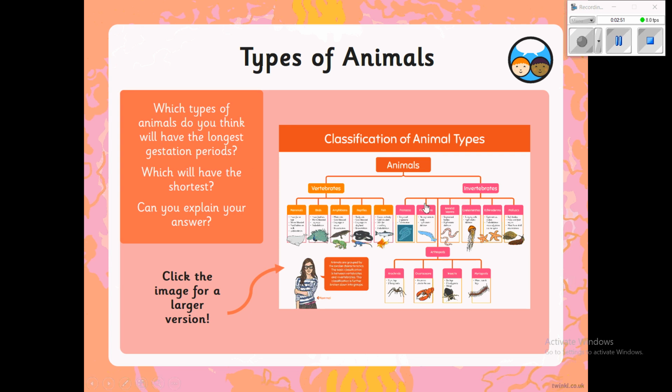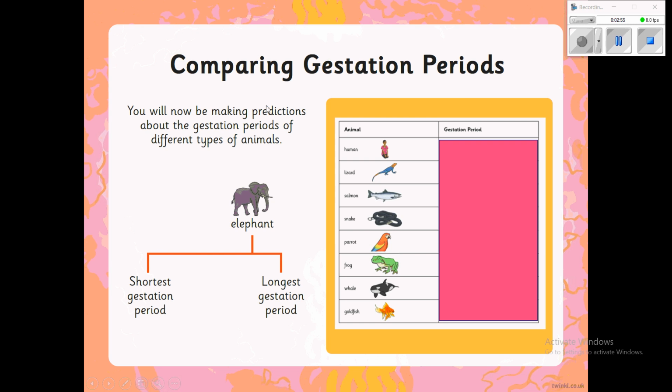So hopefully you've given that a go now, and we can move on to our next slide, which is comparing gestation periods. So now you'll be making predictions about the gestation periods of different animals. So I want you to do pretty much the same thing again for me. You're going to draw a little thing like this. So the shortest gestation period to the longest. Draw a little timeline, and then off it, you're going to include all these animals. So you don't have to do a drawing. You can if you want to. Just write down what you think will go where. So where do you think has the shortest?